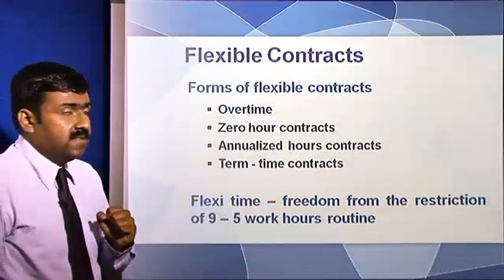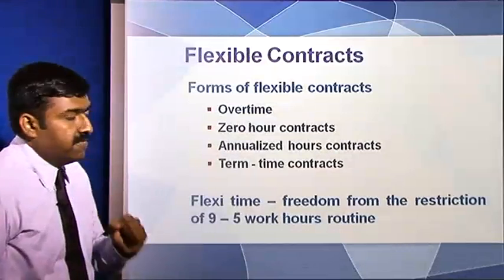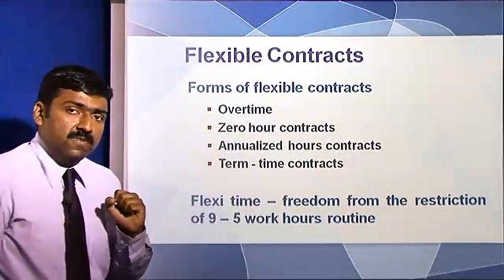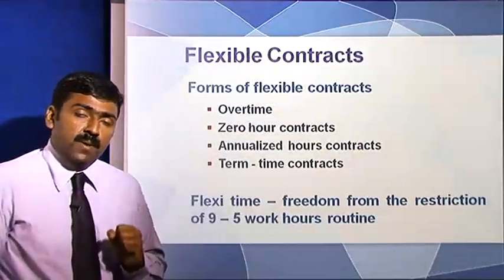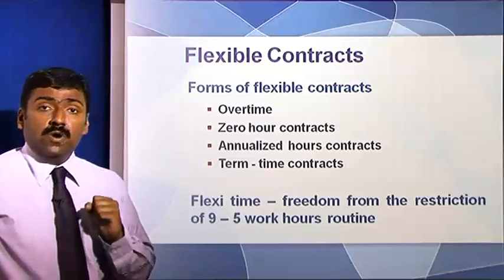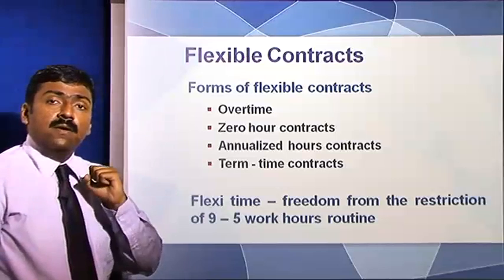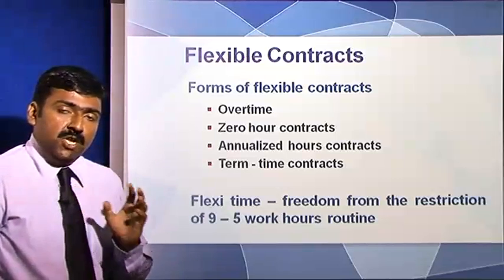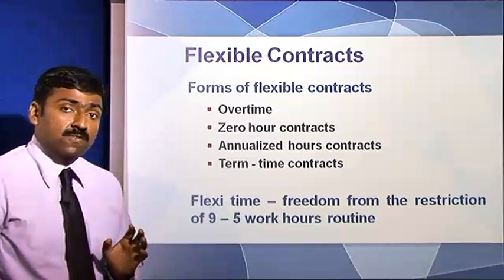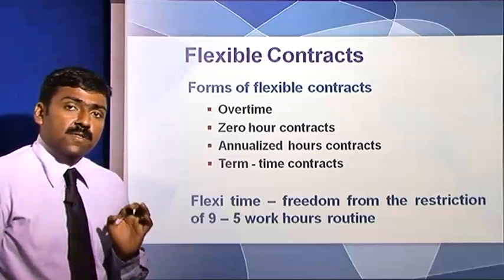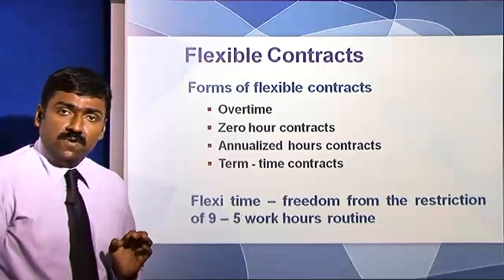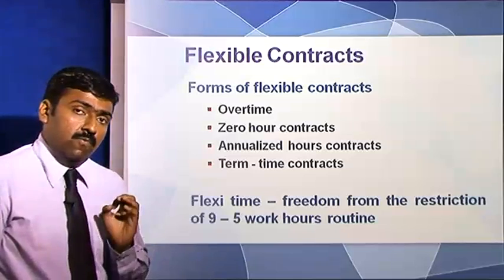Now let's take a look at flexible contracts. What are the forms of flexible contracts? Overtime is the most popular, wherein you pay a premium to your workers to work more than the standard number of hours. Zero-hour contracts, wherein there is no mention of the particular number of hours an employee has to work. It's zero hours based on contingency. You can be used at any point in time to work for the organization.